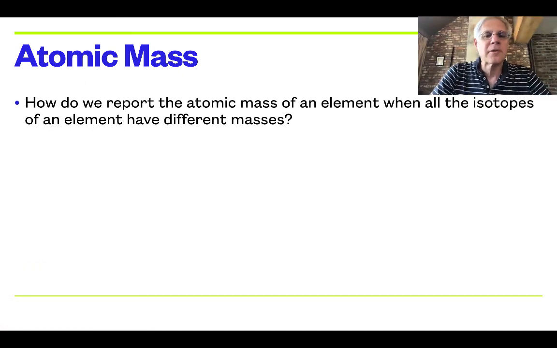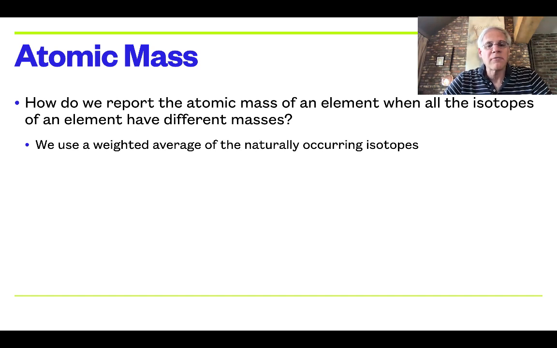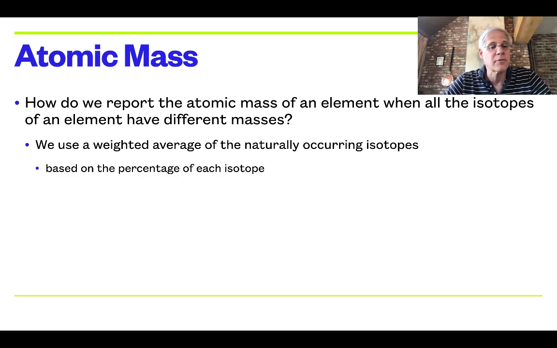So how do we report the atomic mass of an element when we saw that all those isotopes of an element have different masses? You'll notice when you look at the periodic table, you look up neon, even though there are 3 different isotopes, we report just one single mass for the neon atoms. Well, that's because for any naturally occurring sample of neon, all of the isotopes occur at the exact same percentage. And because of that, we can use a weighted average of all of those naturally occurring isotopes to report as the atomic weight or the atomic mass of neon. And we can do that for all of the different elements.